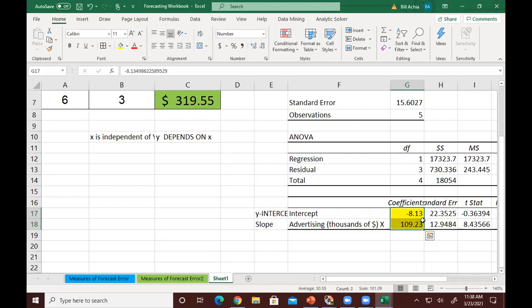Now the slope here tells you that for every additional dollar that you spend on advertising, you get $109 worth of sales. Anytime you spend some money, you get back a certain amount, and in this case, because we had this in thousands of dollars, for every $1,000 spent, we make an additional $109 of sales. That's basically how you'd go about interpreting that, and hopefully it makes sense that way.